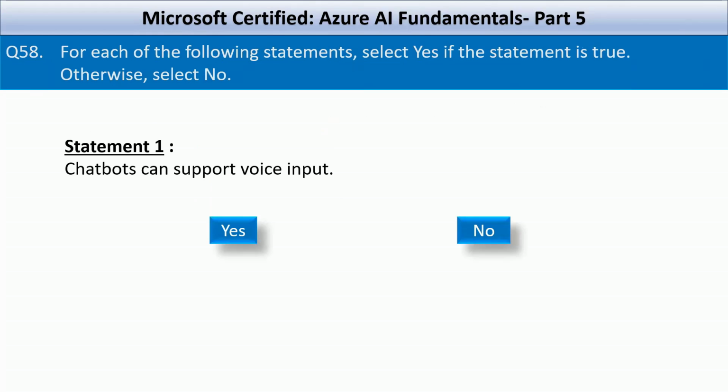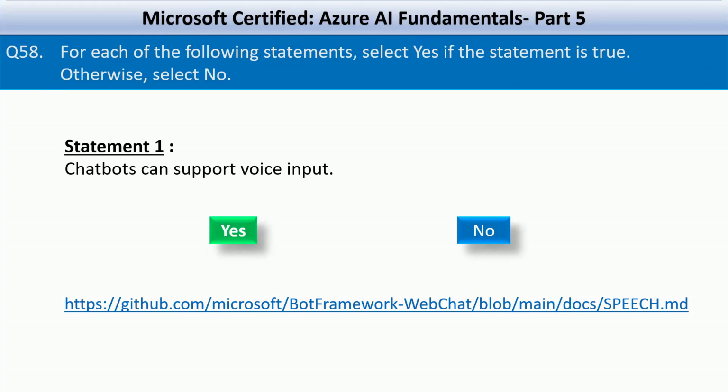Next question. For each of the following statements, select yes if the statement is true, otherwise select no. And friends, the first statement is: chatbots can support voice input. Chatbots can support voice input in Azure by using Azure Speech Services to convert spoken words into text. This text is then processed by the Azure Bot Service, allowing the bot to understand and respond just like it would with typed input. Additionally, you can use text to speech to reply with voice, enabling full voice-based conversations.